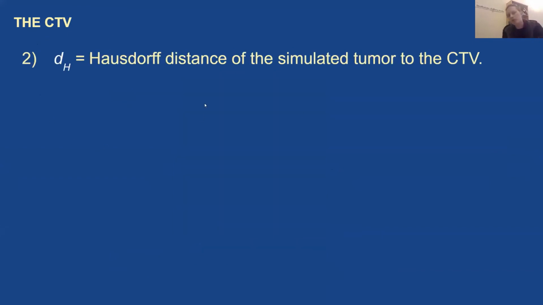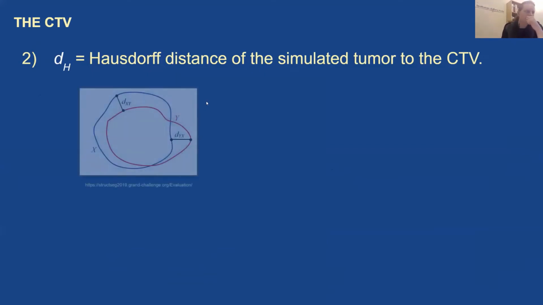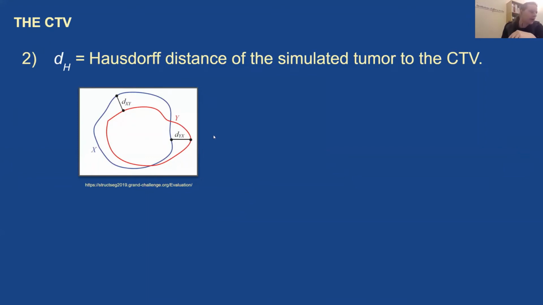We also check the Hausdorff distance between the simulated tumor and the CTV. For those of you who don't know, the Hausdorff distance is a measure of conformity between two shapes, equal to the greatest distance of all the direct paths between the two contours in some sense. So in this example, it would be perhaps dyx or dxy. I'm not sure which one of these is the largest.